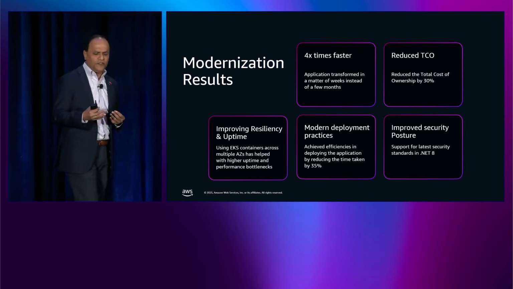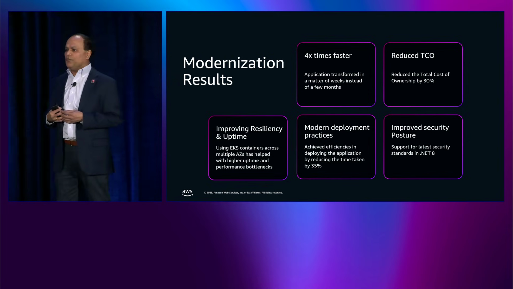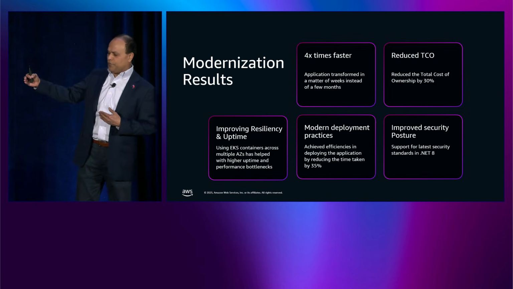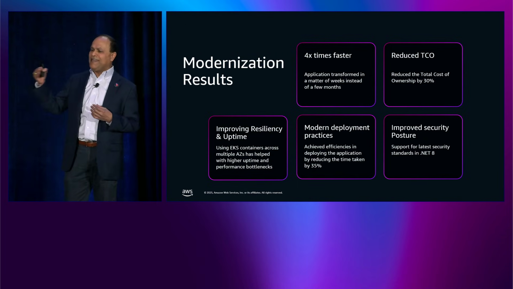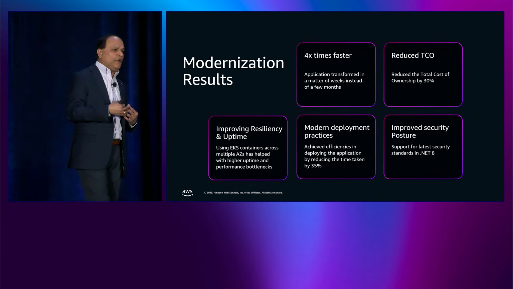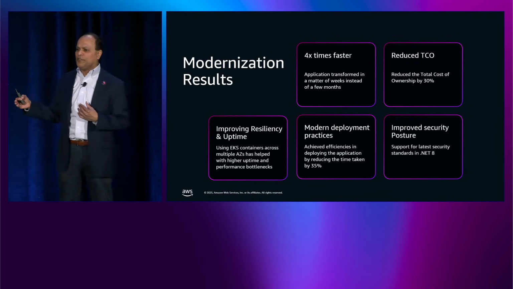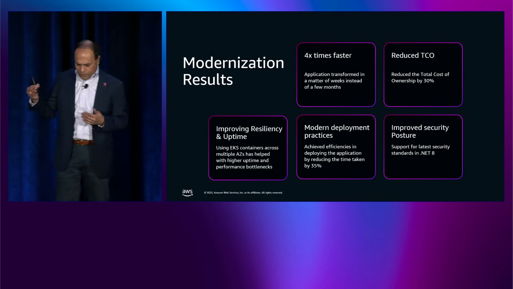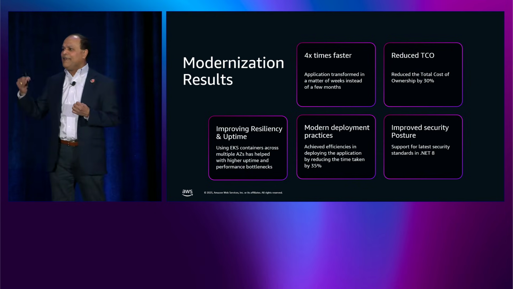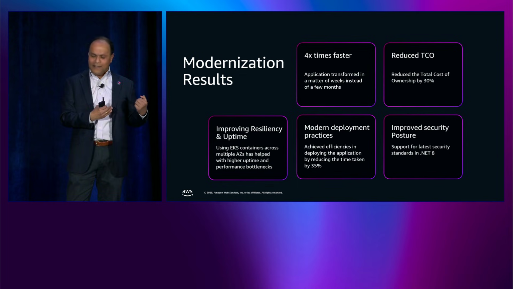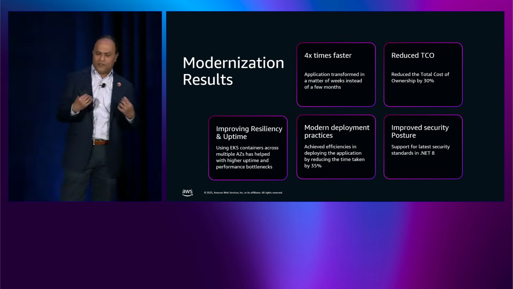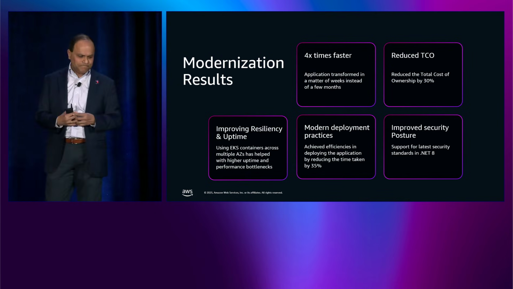The reduced total cost of ownership: we started realizing that we're going to get at least 30% in terms of cost reduction. If we had to provision those extra resources previously, now with the auto-scaling properties that I can set efficiently, we're able to recognize that 30% savings in terms of the dollars that we're spending. The modern deployment practices, like being able to go to the CI/CD pipeline efficiently, that was lacking previously. Now the time taken is reduced by 35%.